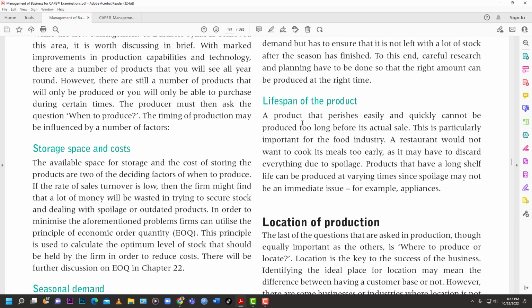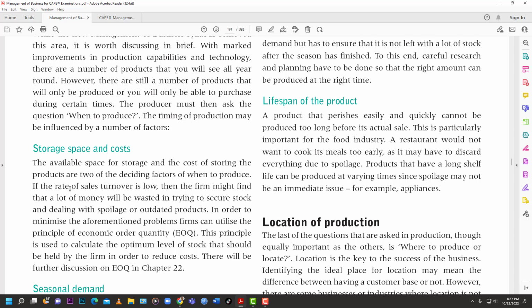The lifespan of the product can also influence when you produce it. If a product spoils easily, it doesn't make sense to produce it way ahead of time, because when it's sitting on the shelf, it's going to spoil. If you're a restaurant person, it doesn't make sense to cook your food fully two and three hours before lunchtime, because by the time patrons come, the food will start spoiling, things like that. So the lifespan of the product can influence when you produce it. If it doesn't spoil easily, you can produce it six months ahead and put it in a warehouse, no problem. If it's perishable, then you have to produce it as close to consumption as possible.